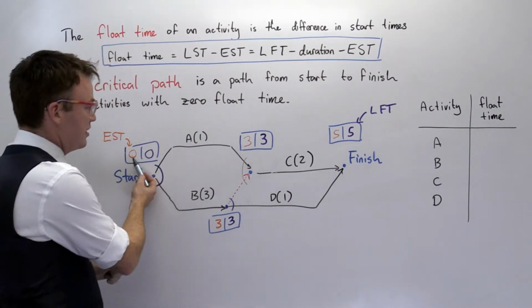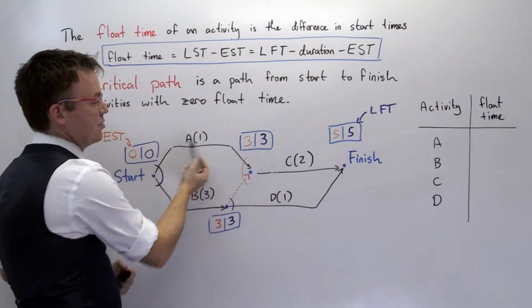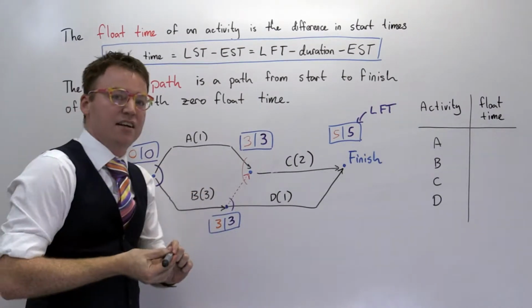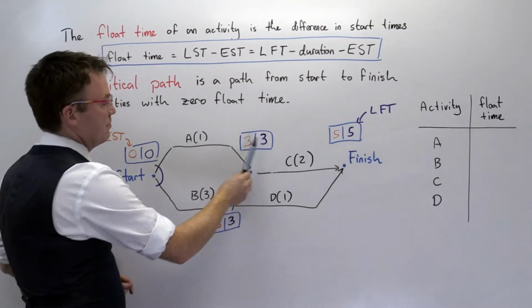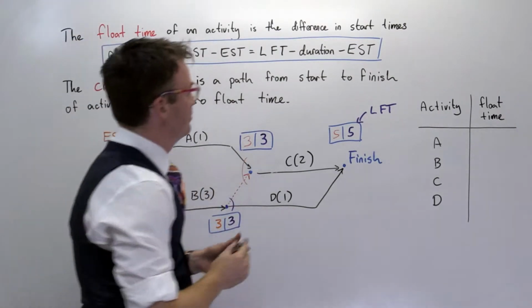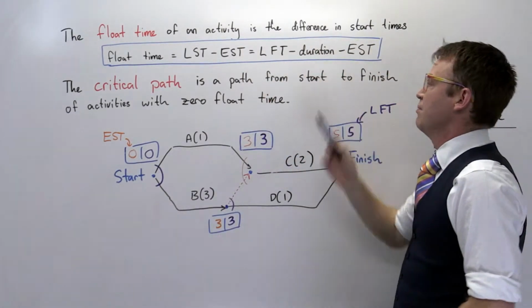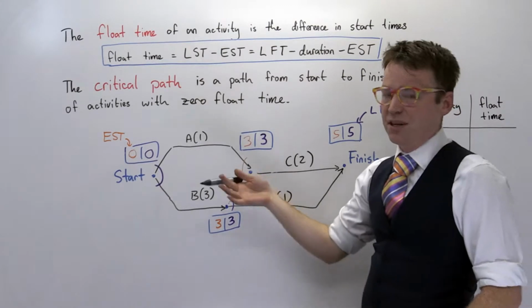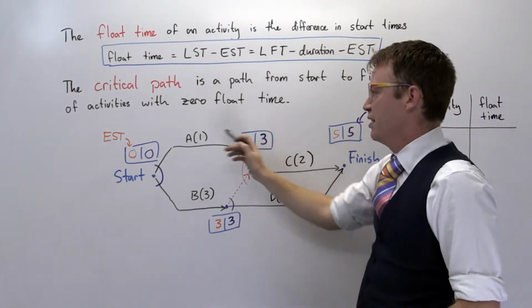Remember, this is the EST of A. This number on the right is the LFT of A, and this is the duration. The fastest and easiest, and therefore best, way to compute the float time is just to take that minus that minus that. So use this formula here: LFT minus duration minus EST. And this is nice because it involves all the things that you've got on the board. You don't have to think about anything, you just do that, that, that.